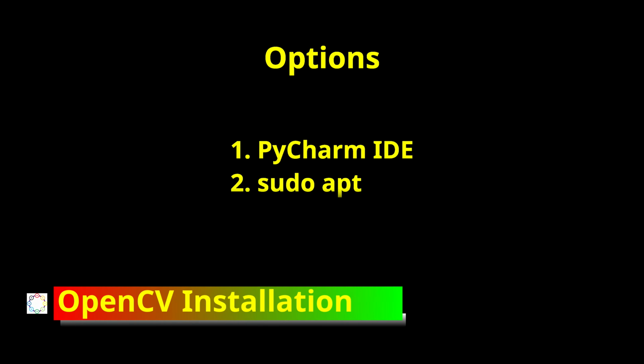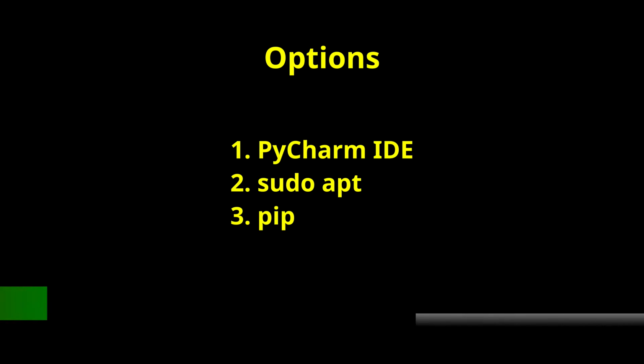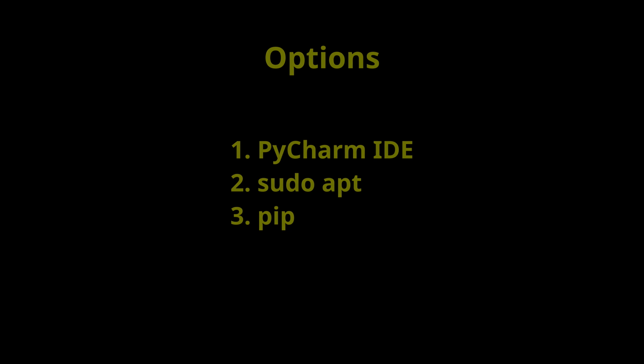There are three options for the installation of OpenCV. If you are using PyCharm IDE for your Python development, then it is best to leverage the PyCharm feature for installation of OpenCV. The second method is to use sudo apt as a general package across the board. The third method is to use pip, especially in a virtual environment, which is highly recommended for any kind of Python development.